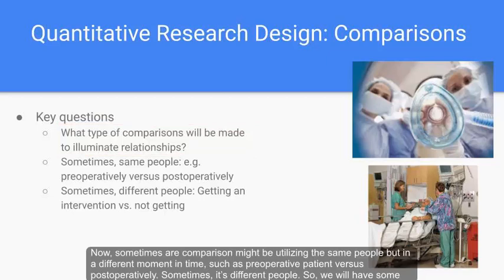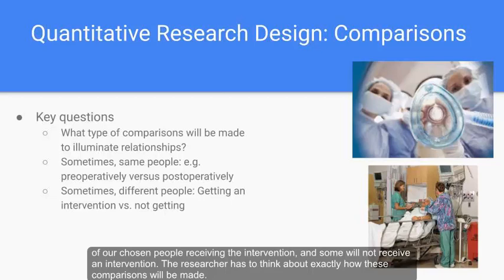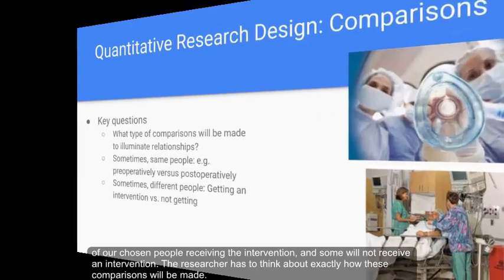Now, sometimes comparisons might be utilizing the same person, but in a different moment in time, such as a preoperative patient versus postoperatively. Sometimes it's different people. So we will have some of our chosen people receive an intervention, and some will not receive an intervention. The researcher has to think about exactly how these comparisons will be made.